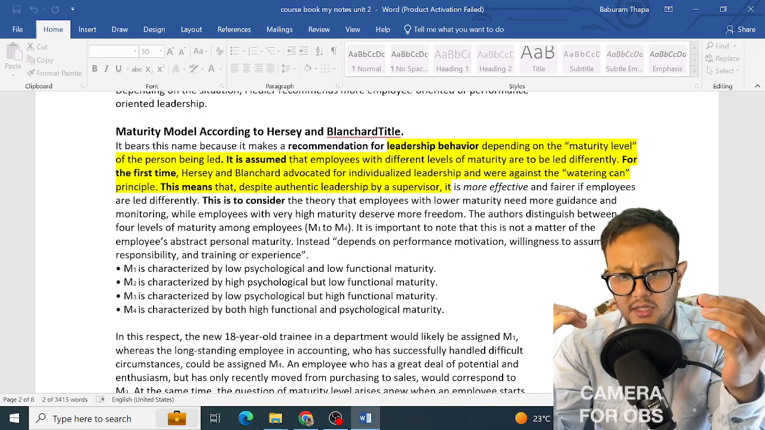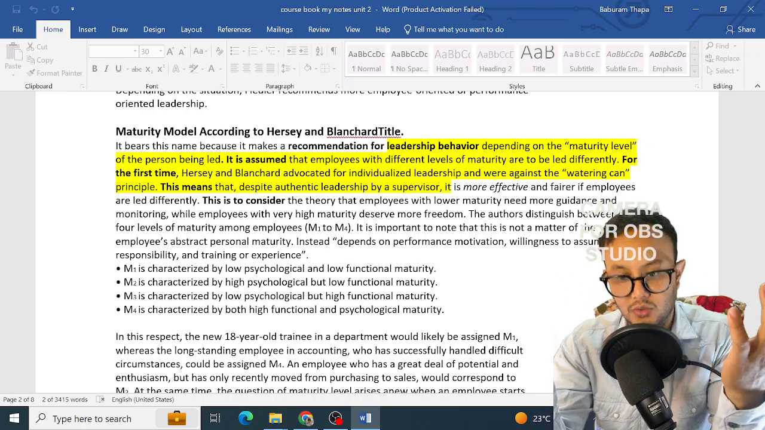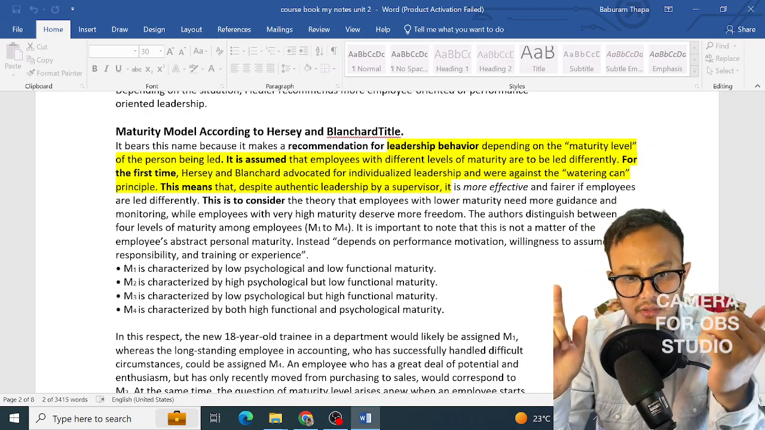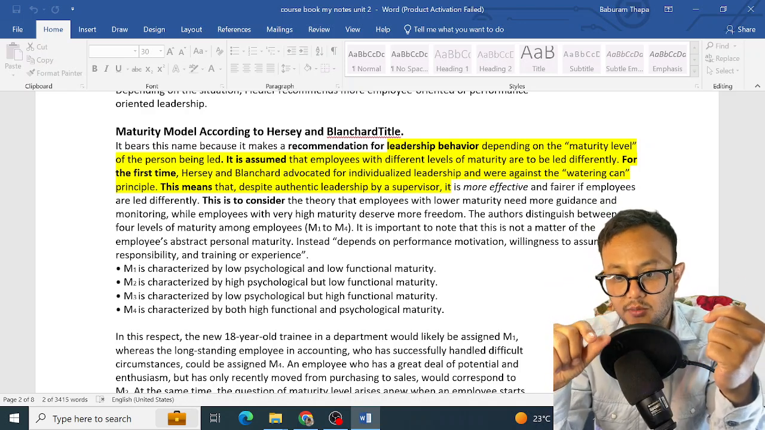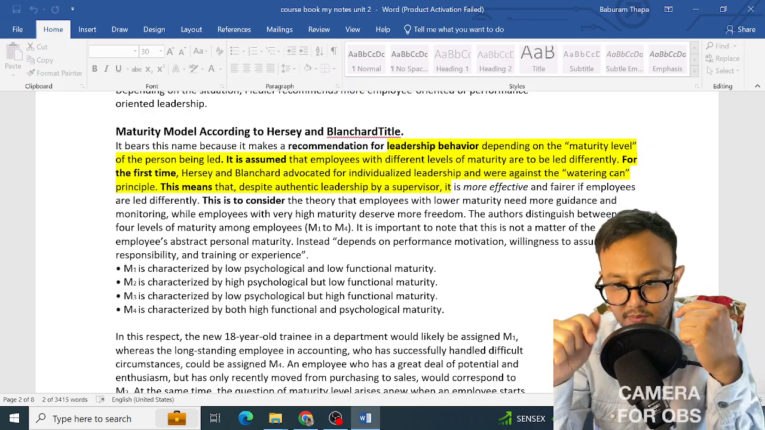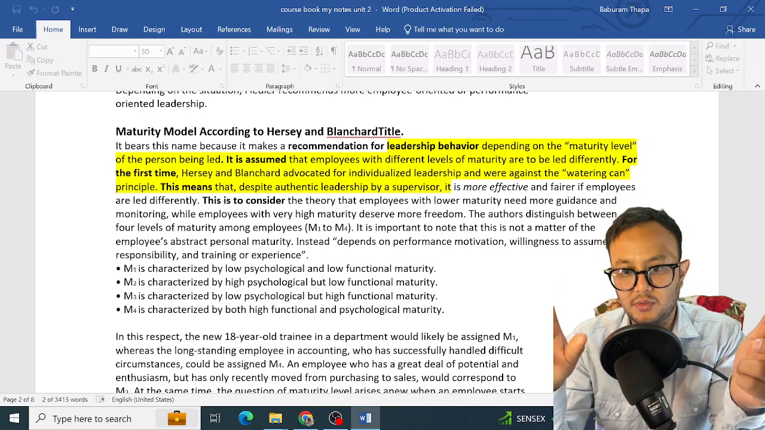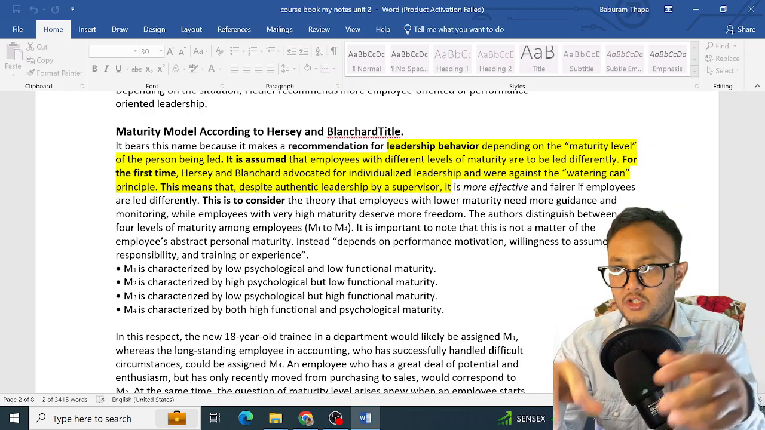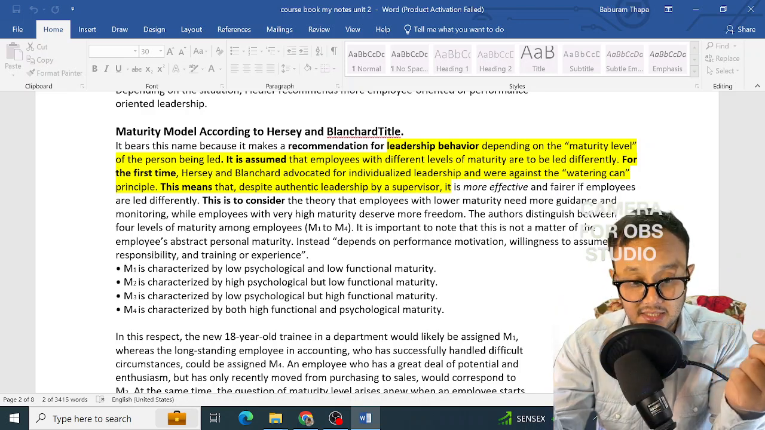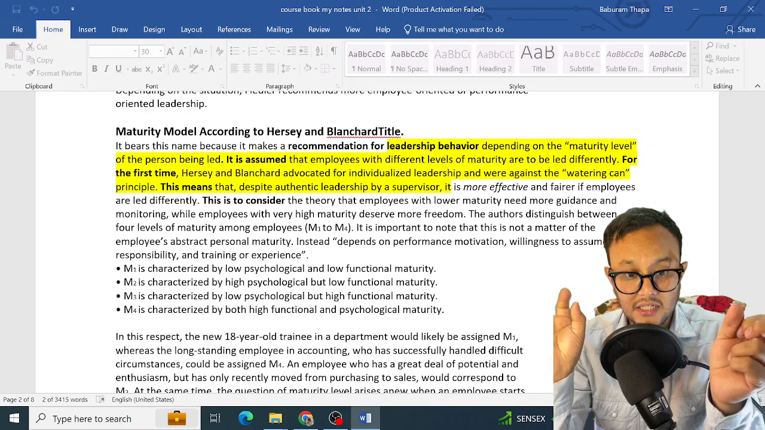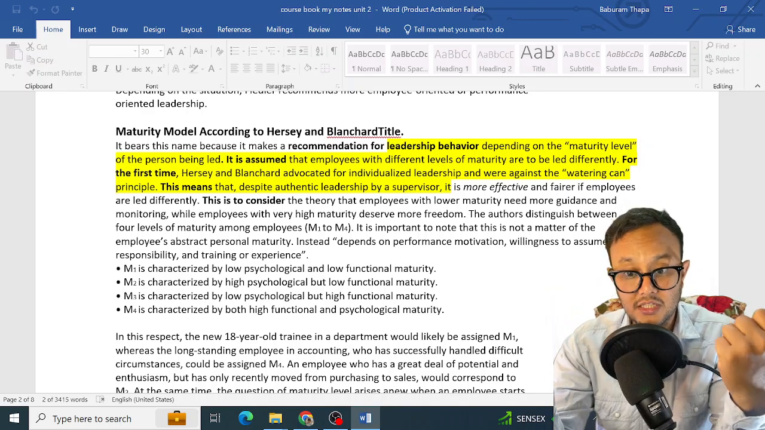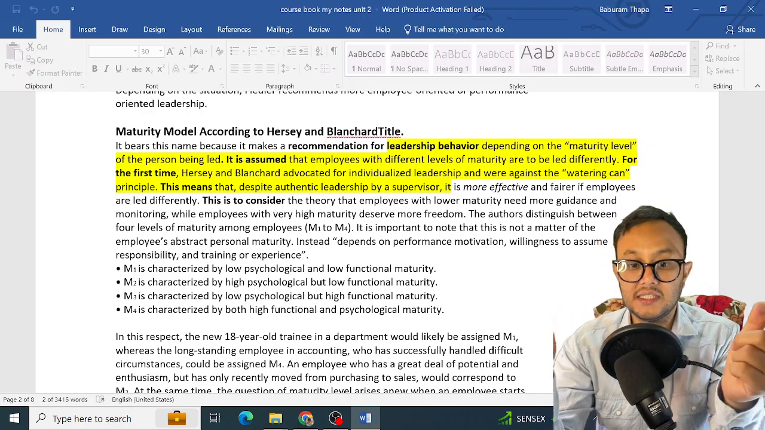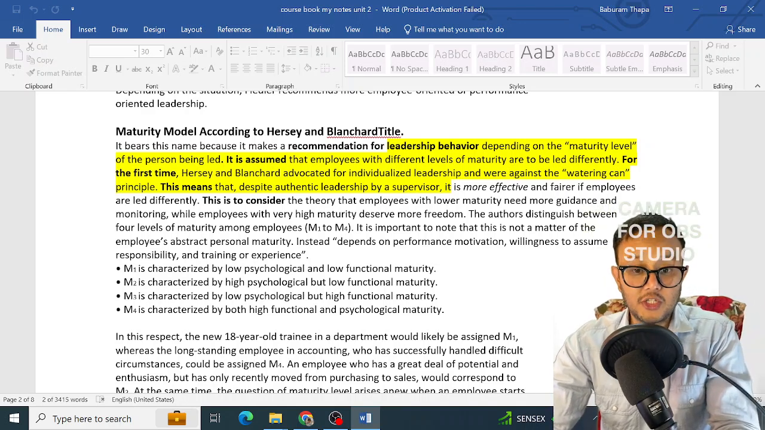It is important to note that this is not a matter of the employee's abstract personality maturity. Instead, it depends on performance motivation: how motivated he is with respect to performance, and willingness to assume responsibility. If you give some responsibility, whether he is ready, and training or experience, how experienced he is. It's not just about age. It's about training, experience, willingness to assume responsibility and performance motivation, how motivated he or she is. So these things define his maturity level.